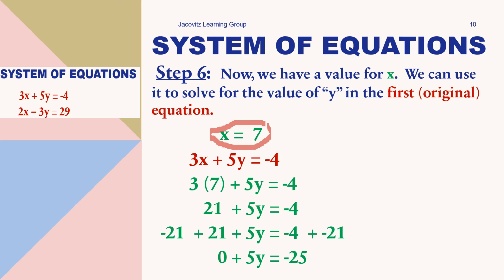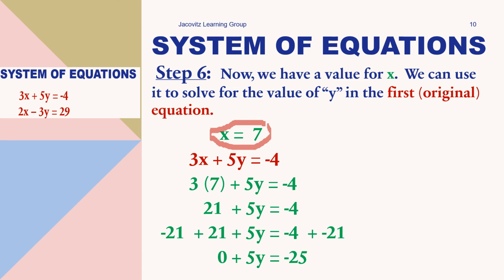So now x is 7, so you put just the value of 7 here. 7 times 3 is 21, plus 5y equals negative 4. And remember, you have to take out the inverse.